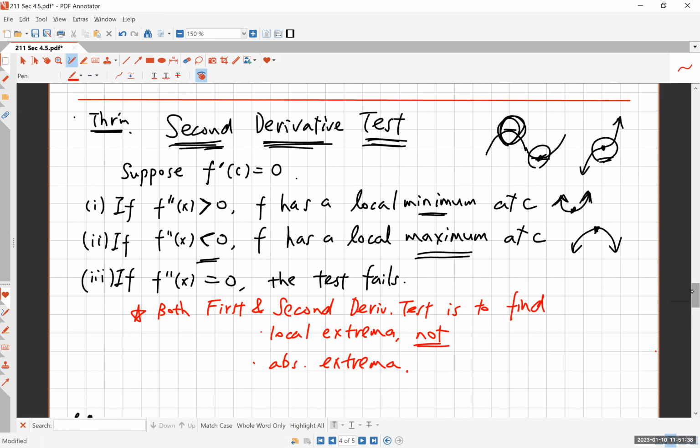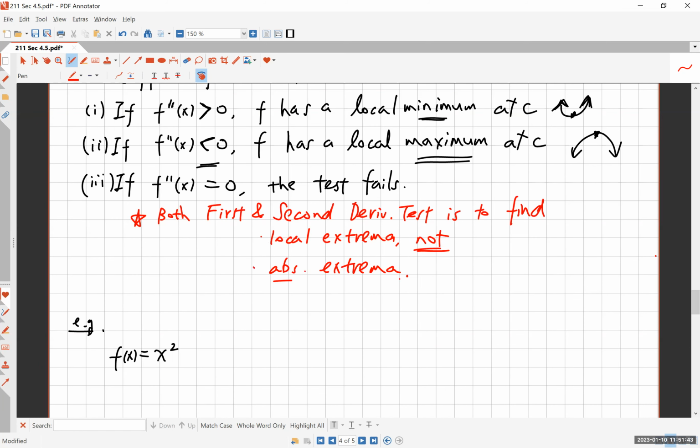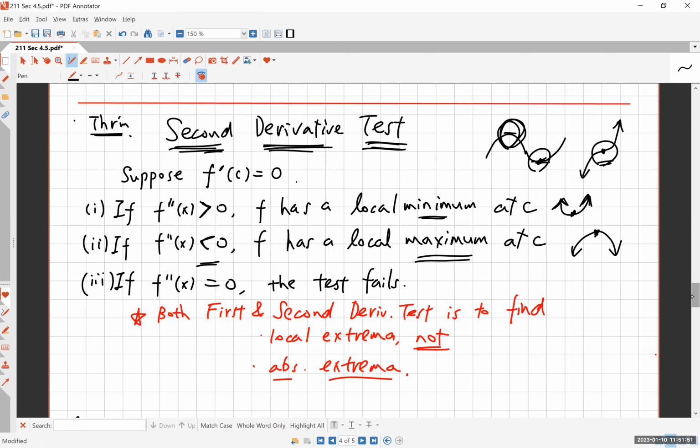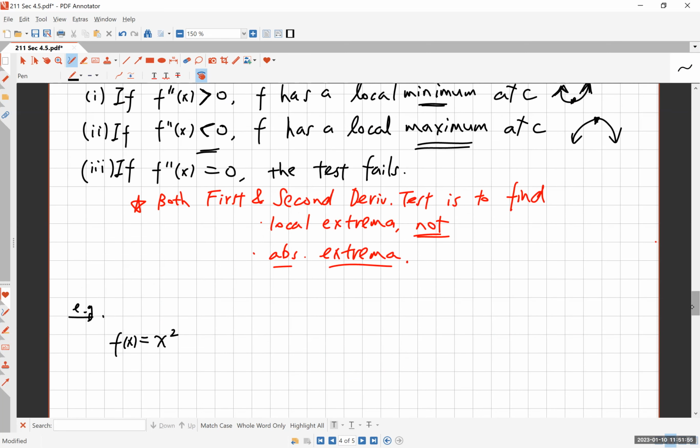You do not have to use the second or first derivative test if you're looking for absolute extrema. This is a common mistake for first semester calculus students. Right? You do not use first or second derivative tests if you are looking for absolute extrema, because these tests are going to give you local answers, okay? Not the absolute maximum or absolute minimum.